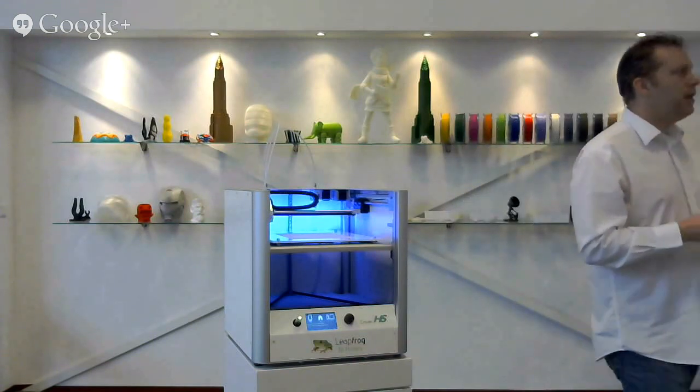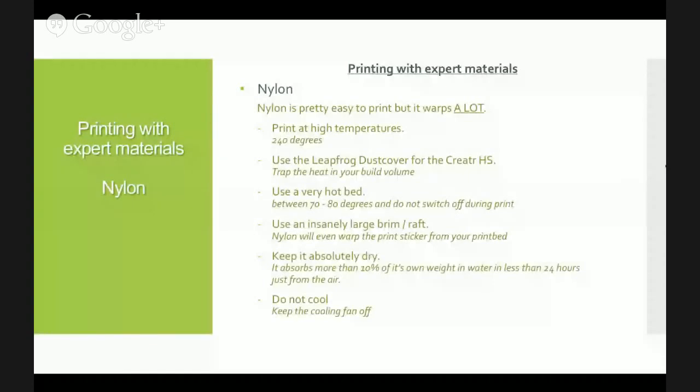Nylon prints at really high temperatures. You need around 240 degrees to print nylon, and it warps really a lot. Nylon warps even more than ABS. ABS warps, but nylon really warps. So print at high temperatures, 240 degrees from your nozzle. And we sell the dust cover for the Creator HS. You can put it over the machine to trap the heat inside your printer and make sure that the warping is kept to an absolute minimum.